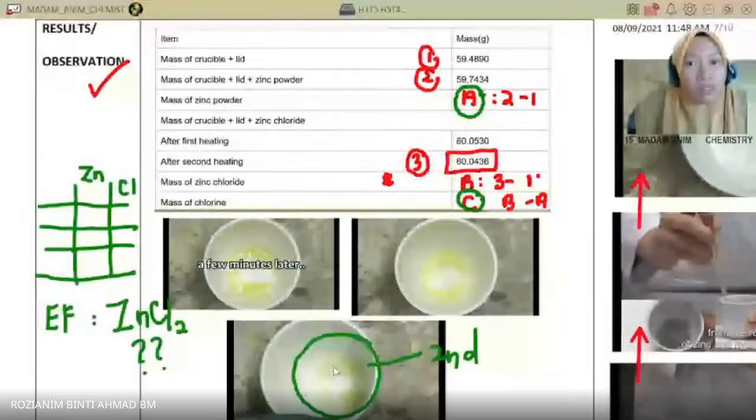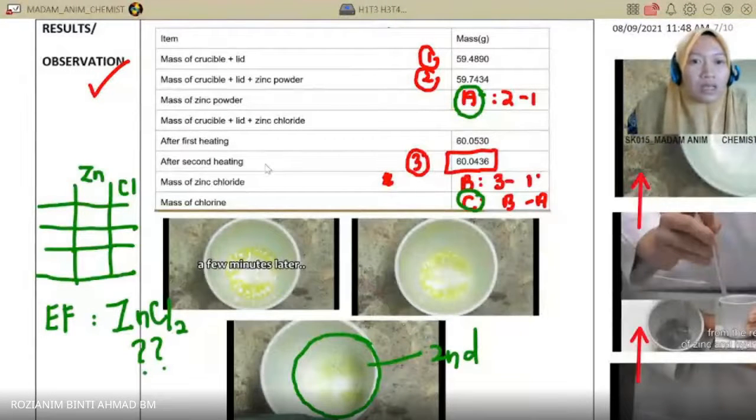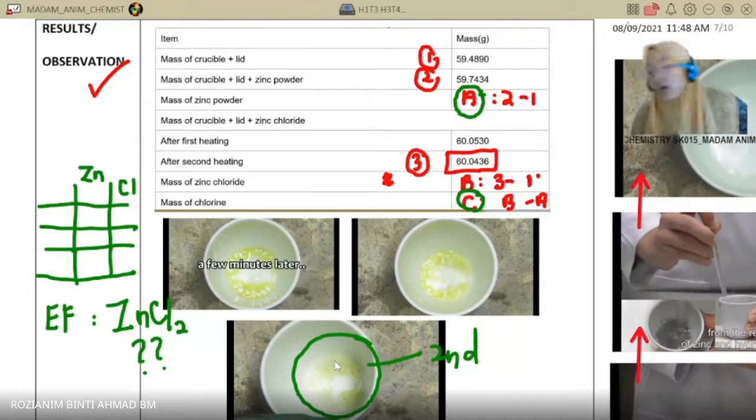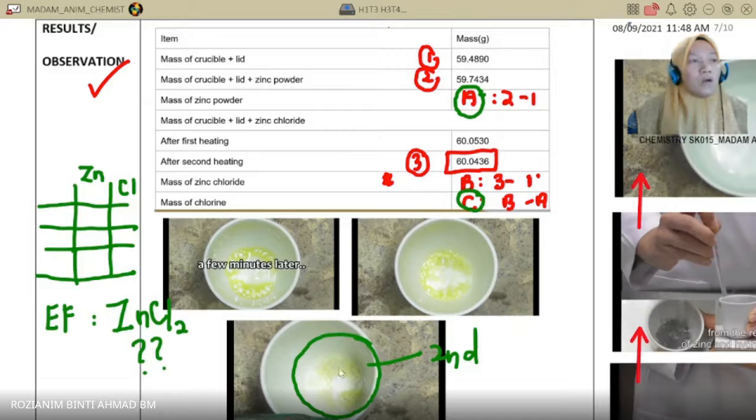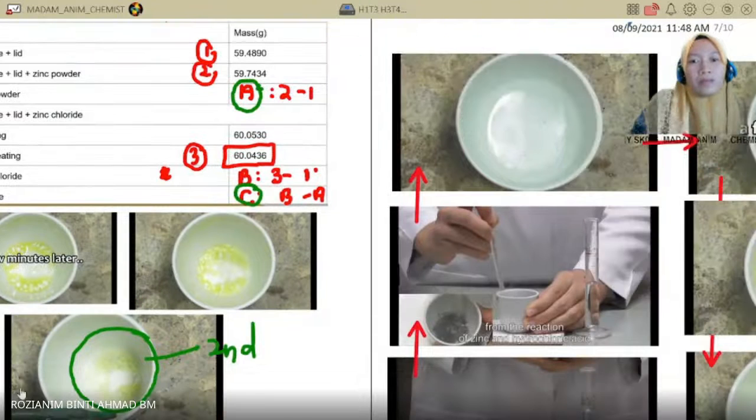Tapi bila kita proseskan heating tersebut, katakanlah third, second and fourth, probability this compound will overheating. Okay, bila overheating, this compound will become melt. Dia akan jadi cair. So bila cair, so dia akan avoid kita punya reading. Okay. So, kita go through balik apa yang berlaku dalam eksperimen tadi.